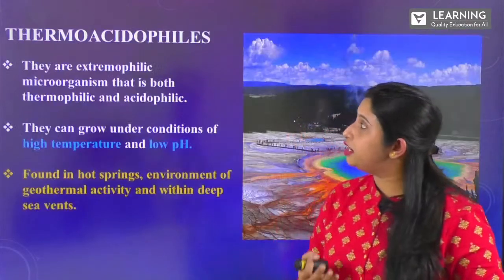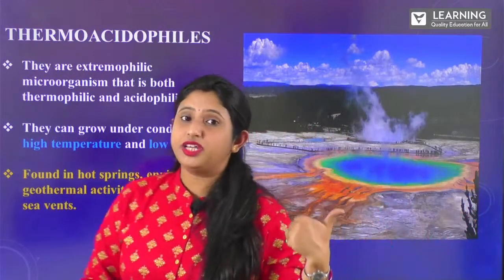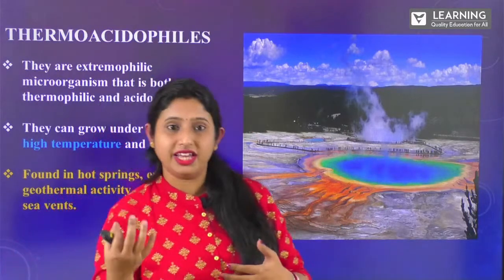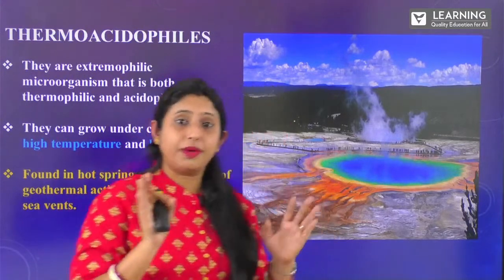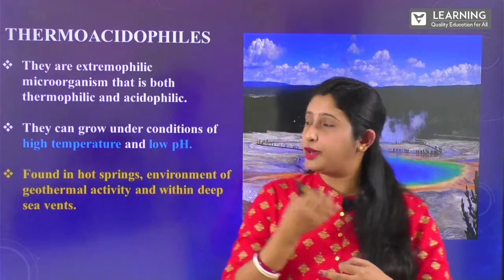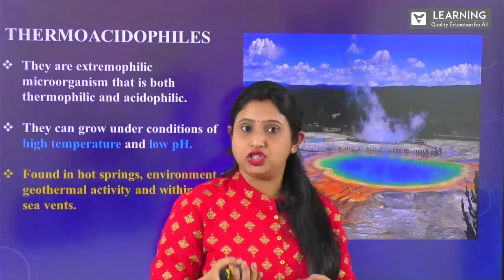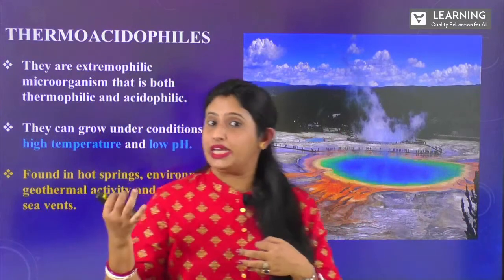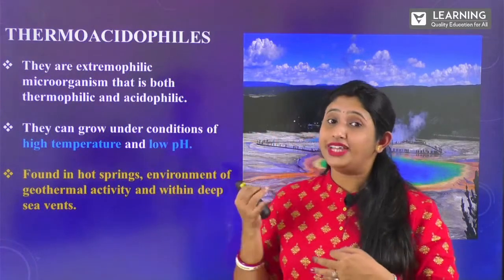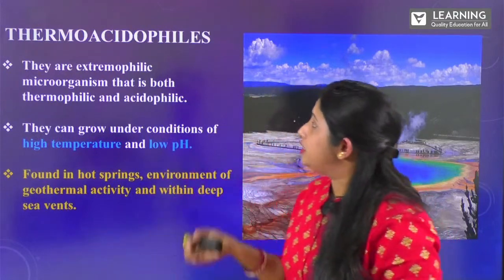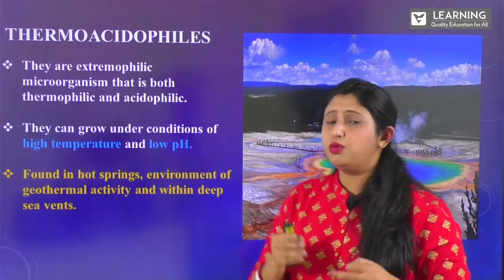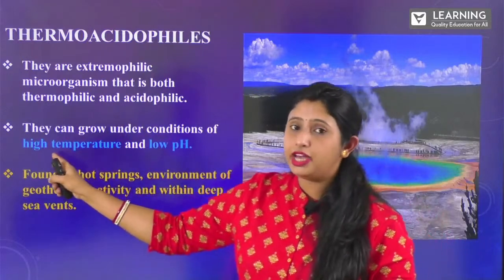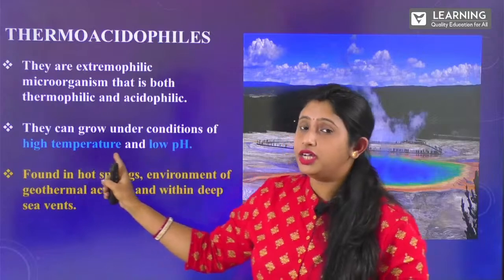Next, let us see the thermoacidophiles. Now what you can see in this picture, they are found in extreme hot temperature, like in geothermal areas. So thermoacidophiles are the bacteria which can survive in extreme hot temperature and also in low pH. Clear? They can survive at temperatures above 95 degrees Celsius. So they are extremophilic microorganisms that are both thermophilic and acidophilic. So they will be growing under high temperature and low pH.